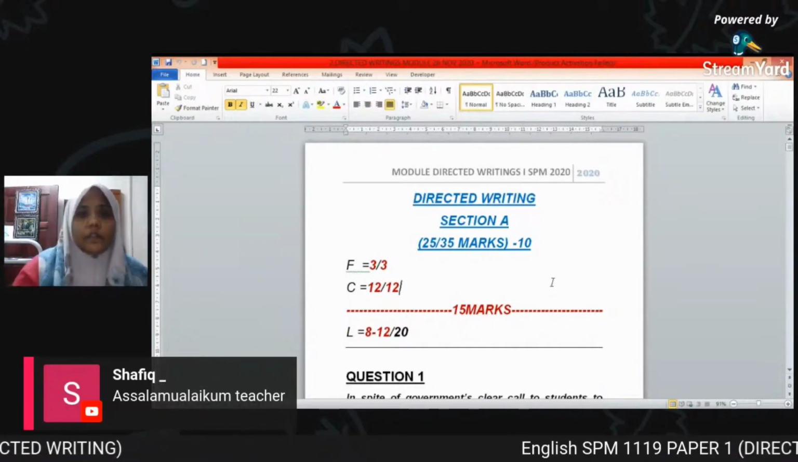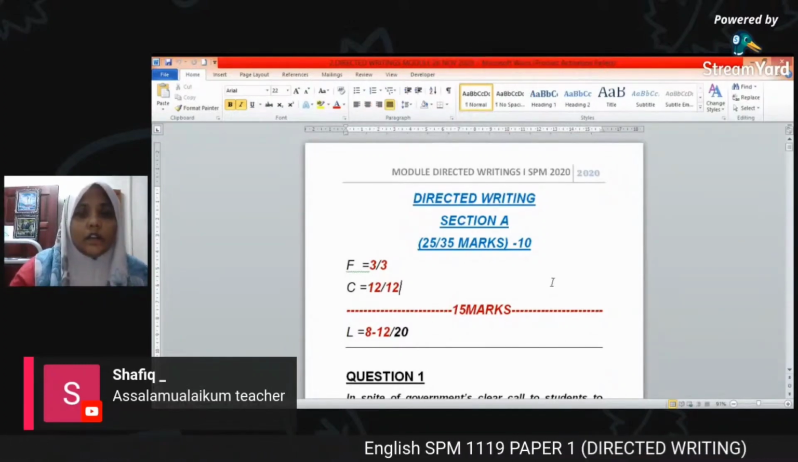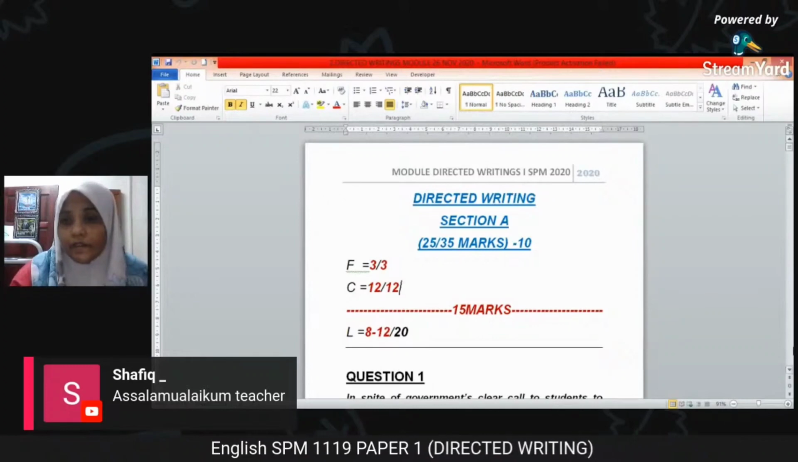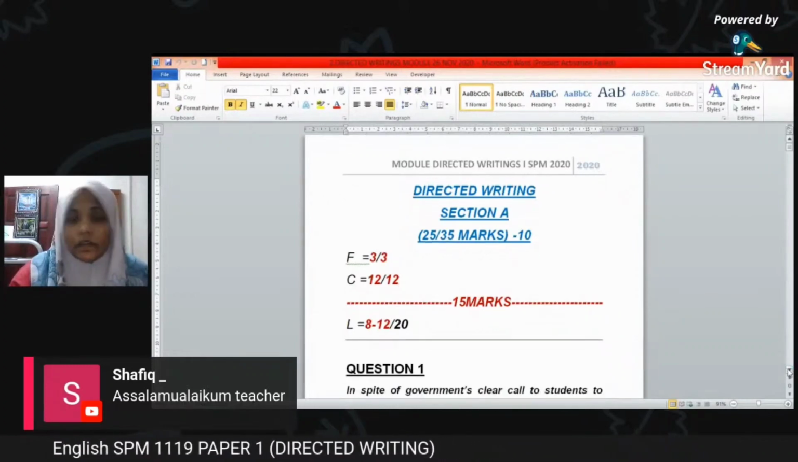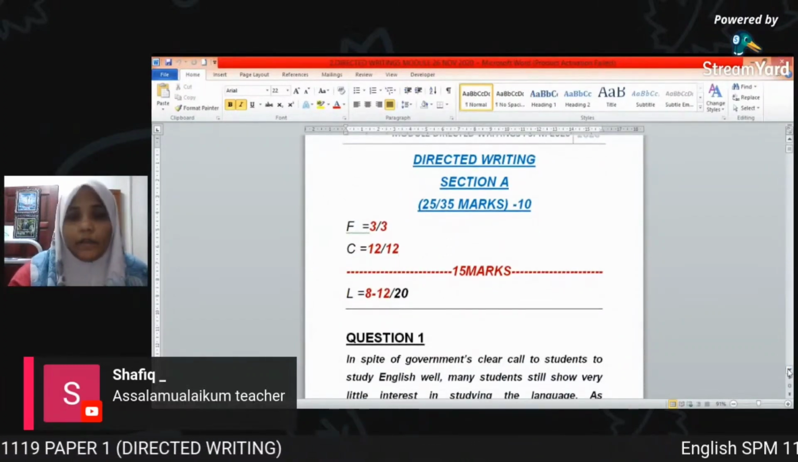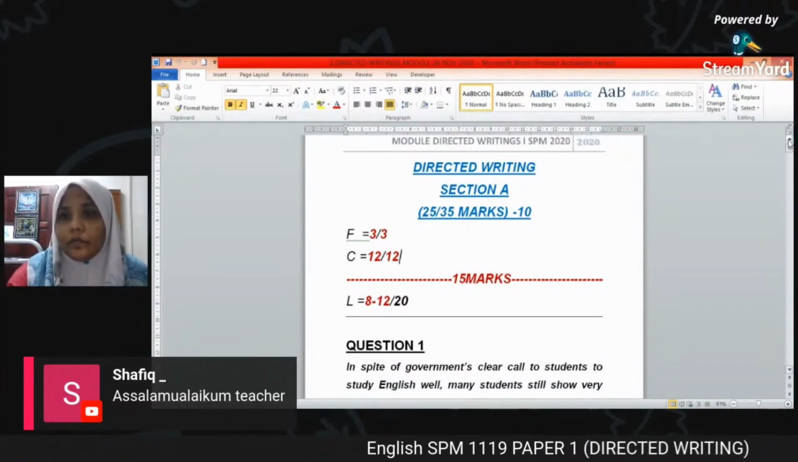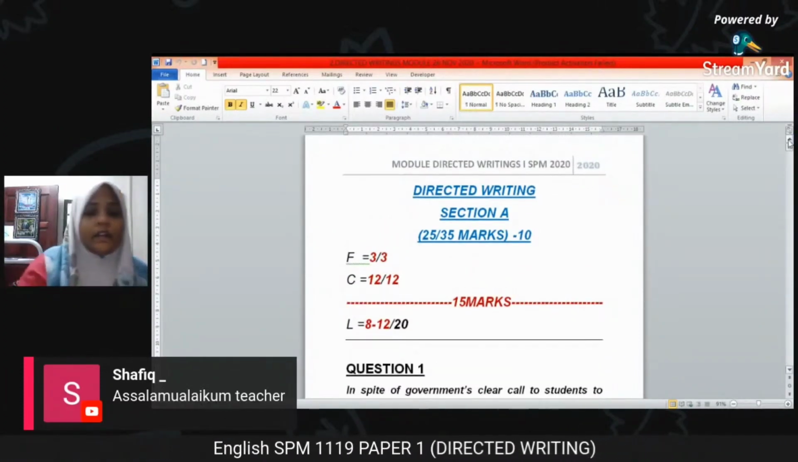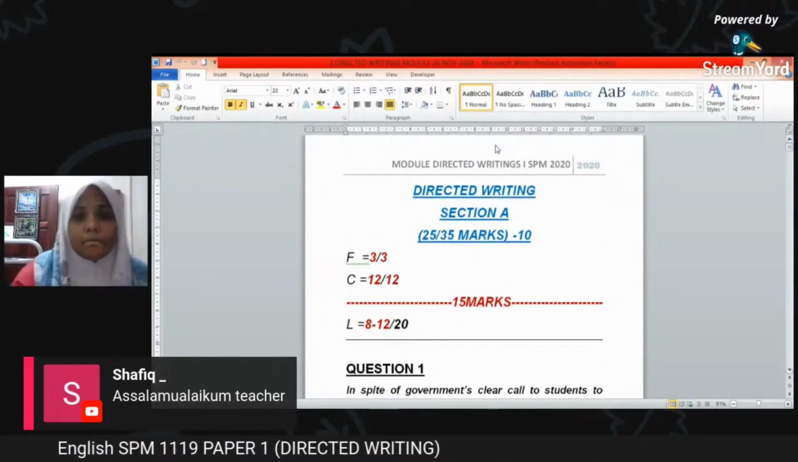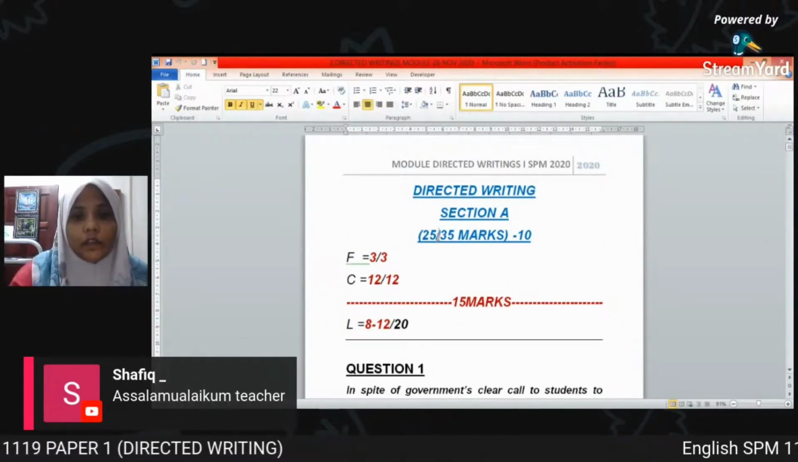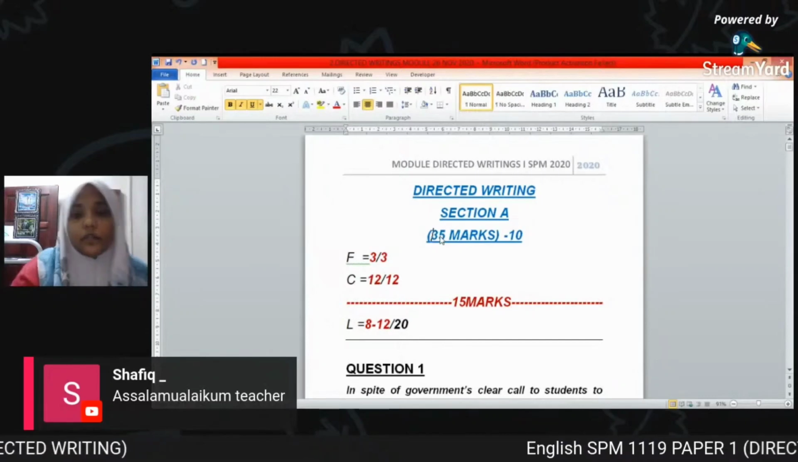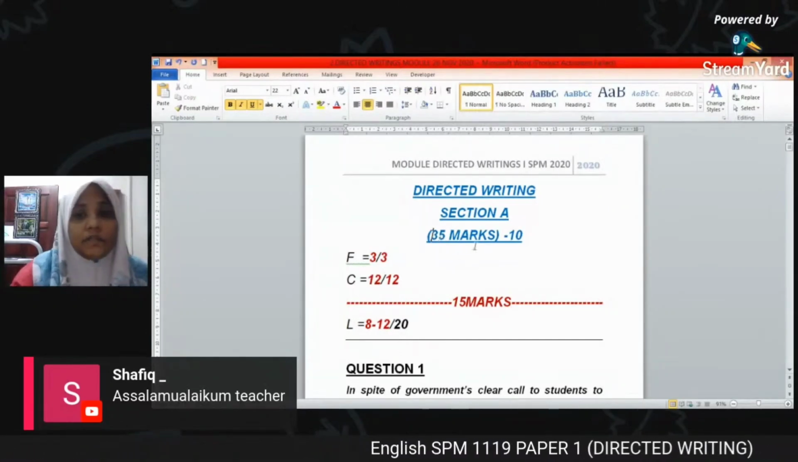Okay. So, this is the module that I have prepared yesterday. So we are going to do directed writing, Section A. Okay, and the total marks for this question is 35.